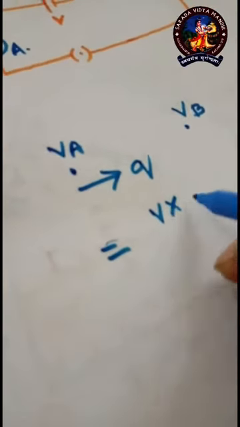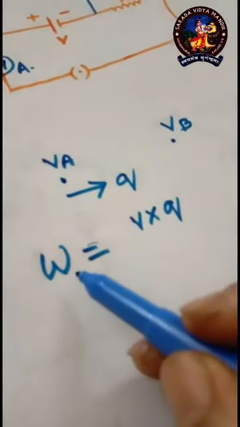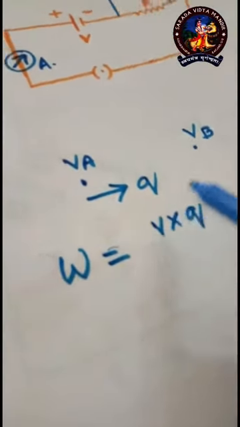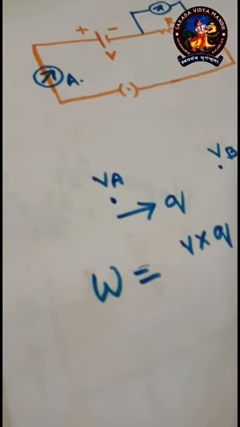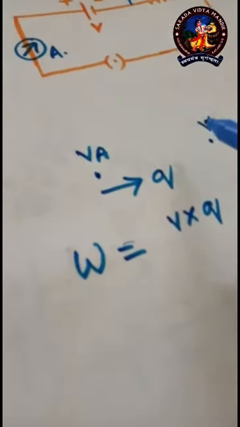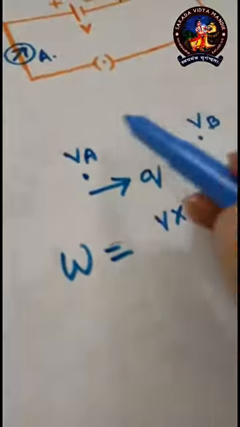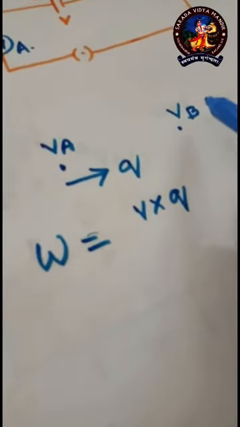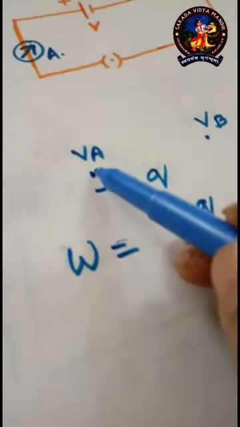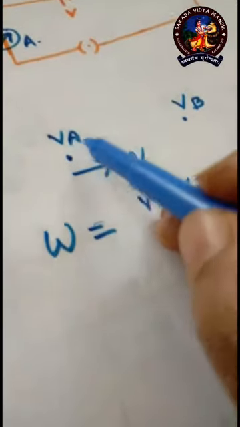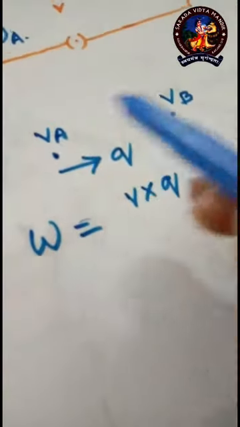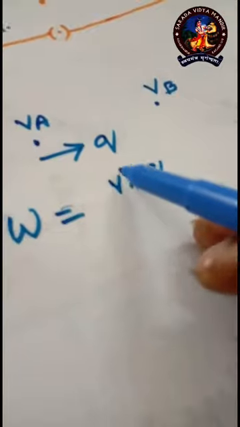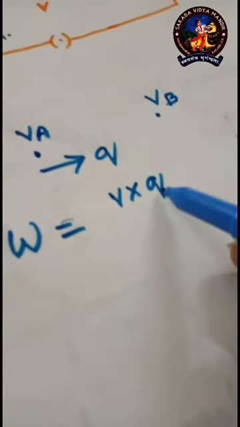V into Q. That is, work done equals the change of potential. If it is suppose 100 volt and suppose 50 volt, then what is the difference of potential? 50. If it is suppose 90 volt and suppose 70 volt, so what is the difference of potential? It is 20. So that difference of potential into the charge carried.